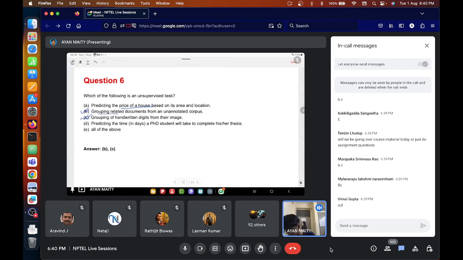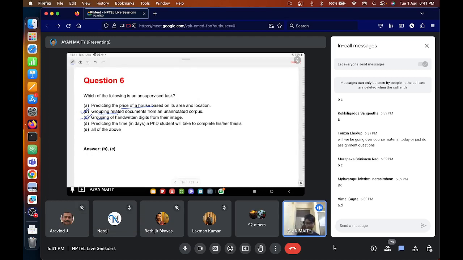But grouping tasks generally do not require class labels. For example, grouping related documents from an unannotated corpus. So you are given a set of documents, and based on some features that you extract from the documents, you will be able to group or cluster those documents, where similar documents are grouped in a single cluster.